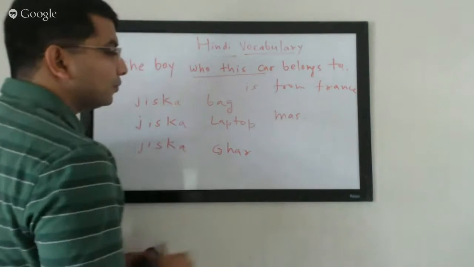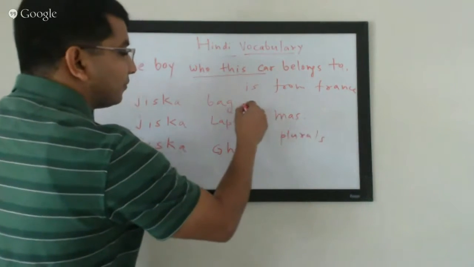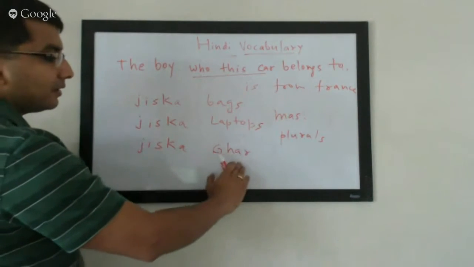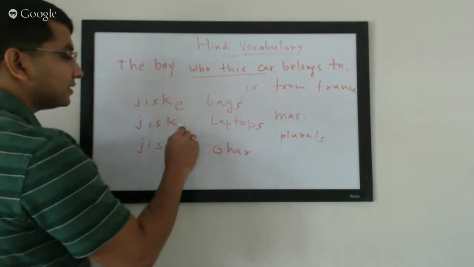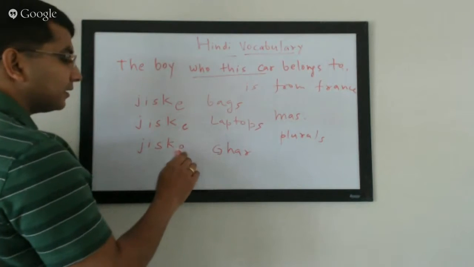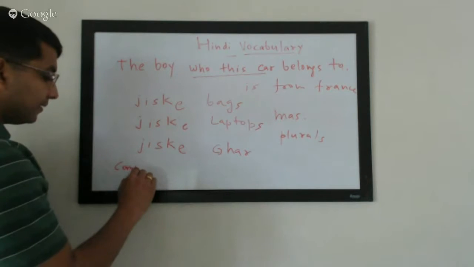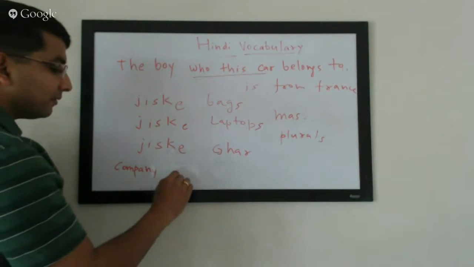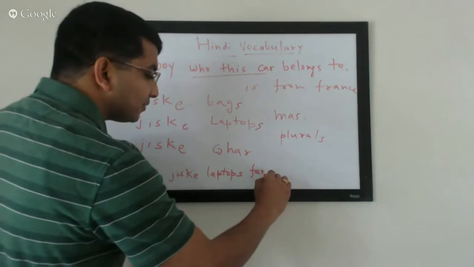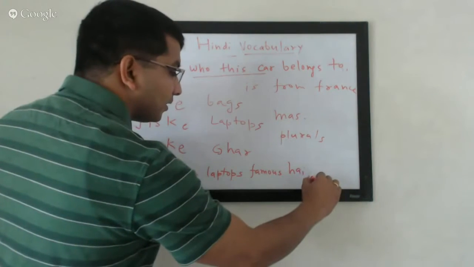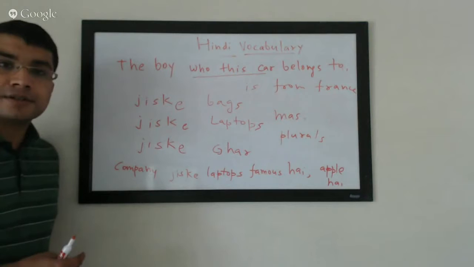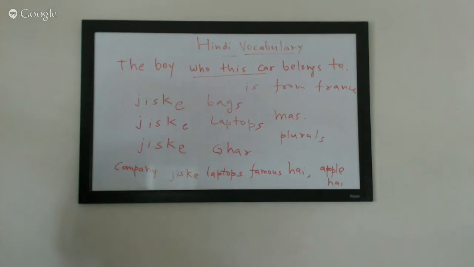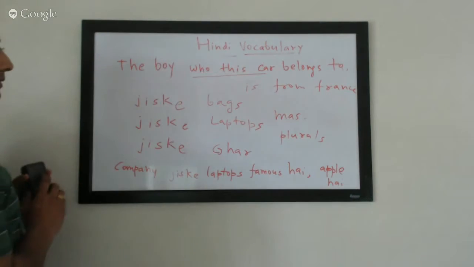But what if they were plural, such as bags, laptops, and घर, right? In this case, you'll replace ka with ke: जिसके bags, जिसके laptops, जिसके घर, right? So a company is nothing but a firm I'm referring to. Company जिसके laptops famous है. I'm going to write a simple example. कंपनी जिसके लैपटॉप फेमस है, उसका नाम एप्पल है. So this is how you'll be using it in a sentence. Okay. I hope this is clear.